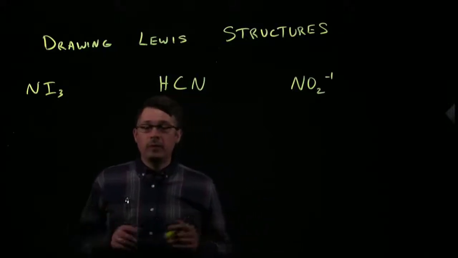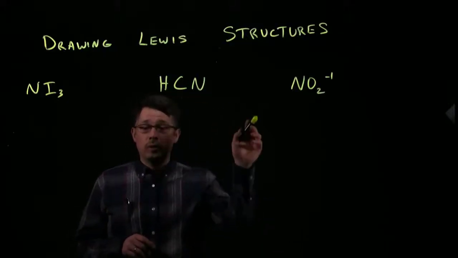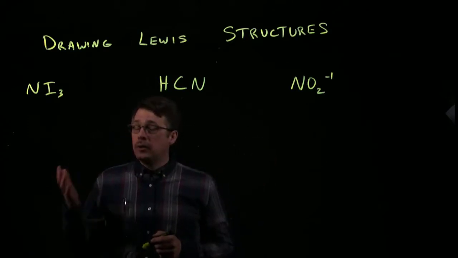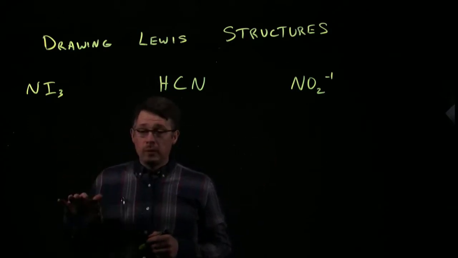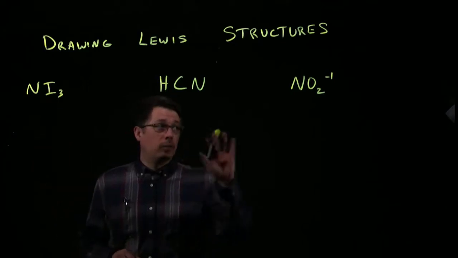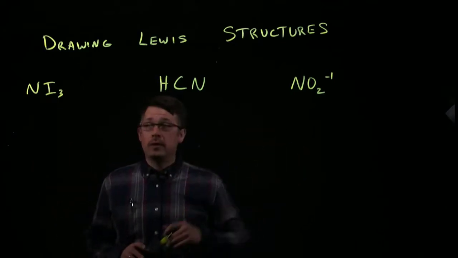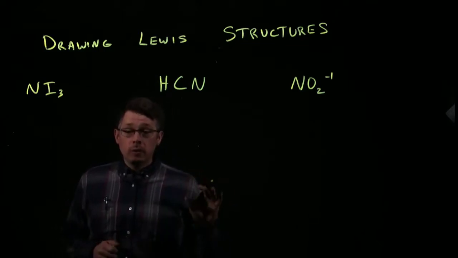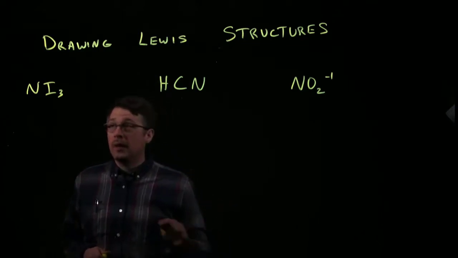Okay, the focus of this video is going to be on drawing Lewis structures. I have 3 examples here which I'll go through, and I'll outline the rules for this first one, and we'll use the same rules for the second and third. Whenever you're drawing Lewis structures, you use the group number to figure out the number of valence electrons.